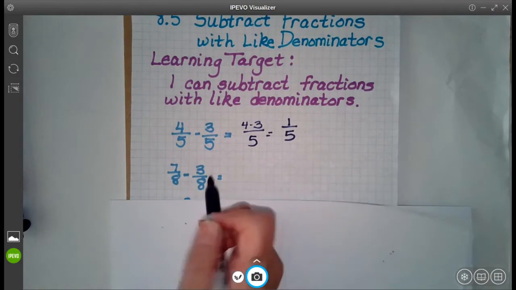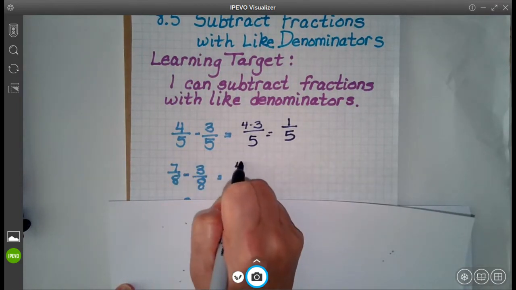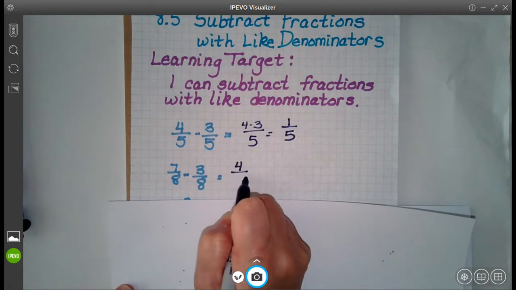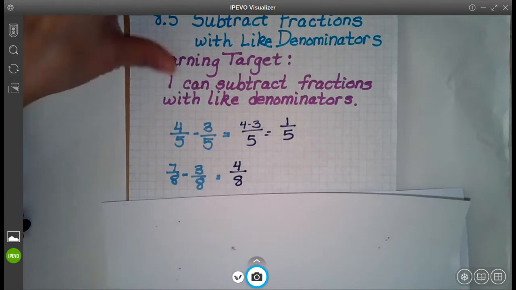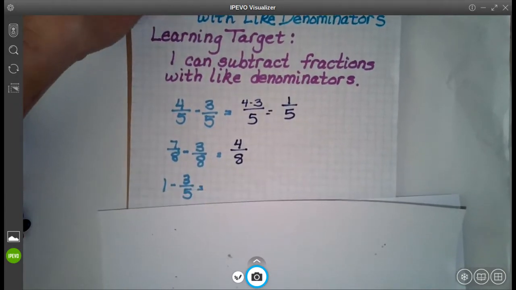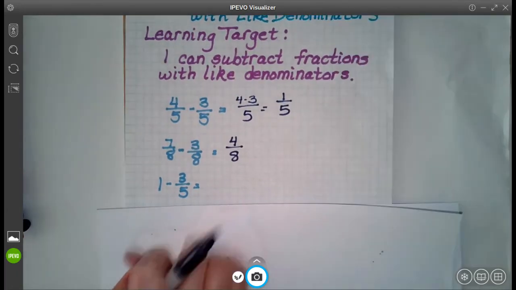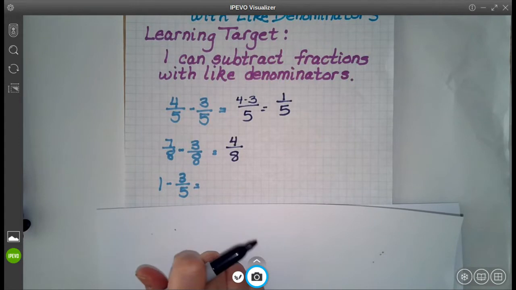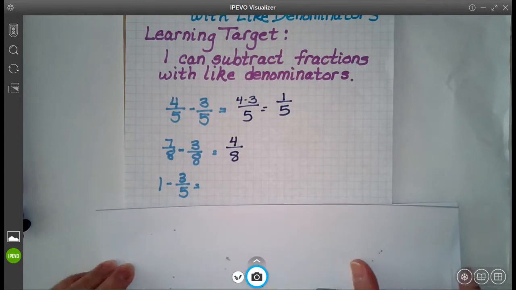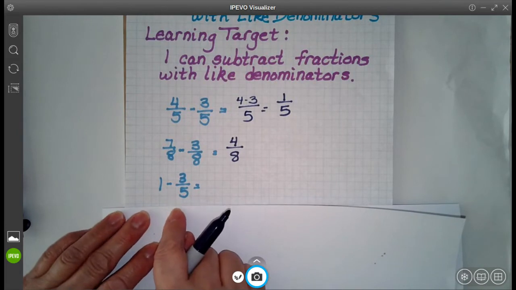Let's do another one. 7/8 minus 3/8. 7 minus 3 is 4, and you keep that denominator, which is 8. Your answer is 4/8. Now, there is a problem that I saw that some of you were making mistakes with, problems that look like this. I was checking your Big Ideas Math Online activities, and this seemed to be giving you guys some problems.